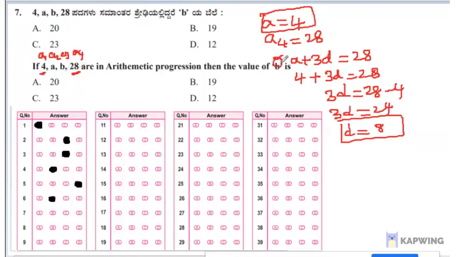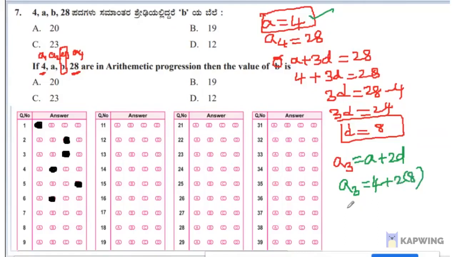The question they asked is B. B is the third term, so we have to find the third term in this question. The third term is given by the formula A plus 3 minus 1, which is A plus 2D. I am replacing the value of A with 4 and D with 8. Basic simple calculations: 4 plus 2 8s are 16. The third term is 16 plus 4, which is 20. The correct option for this question is A. I am going to shade option A for the 7th question.